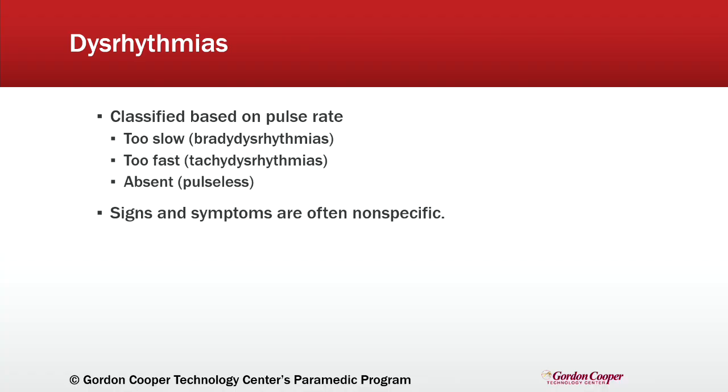Rhythm disturbances can be classified by pulse rate, so too slow, too fast, or absent. Pretty simple and pretty straightforward. Signs and symptoms are often non-specific. If a rhythm disturbance is suspected, quickly proceed through the primary survey, supporting their ABCs as needed. Get an EKG on them to help identify what that underlying rhythm is and to further guide what your next steps in management are going to be. Look for those reversible causes of those dysrhythmias, such as hypoxia and all of those H's and T's that may be present, or any one of those things that may be causing it that you might be able to correct.